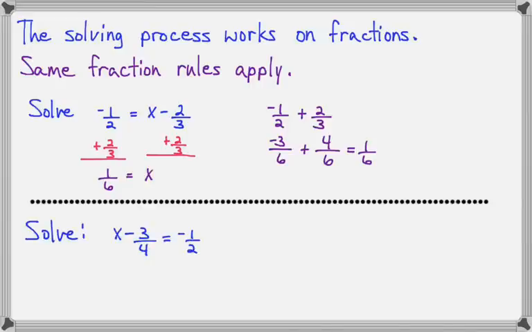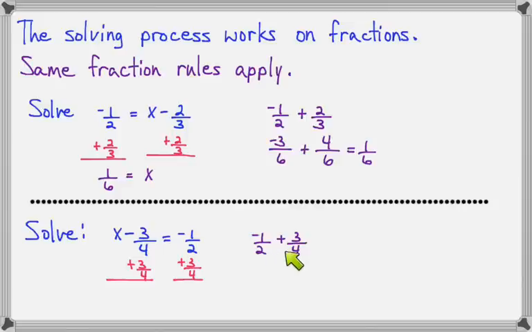Okay, one more fraction problem. And we've got x minus 3/4 equals negative 1/2. So we're trying to get x to be by itself. So we've got to make the negative 3/4 disappear. So we will put down plus 3/4 on both sides. So on the left side, x minus 3/4 plus 3/4 will be x. And on the right side, this is what we have to do that I've got copied here.